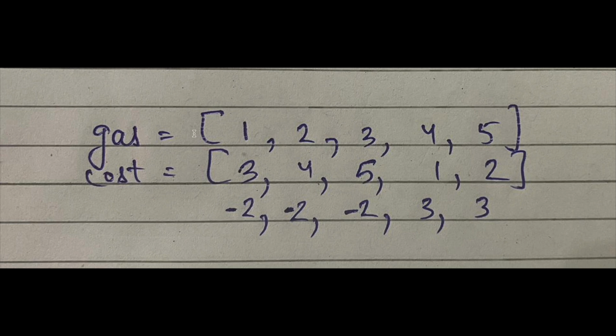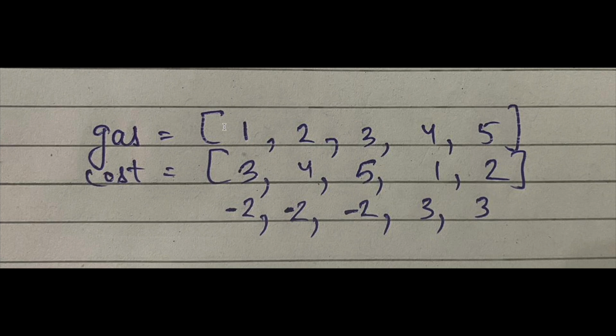So this is the gas given, 1 2 3 4 5, and the cost given, 3 4 5 1 2. At each station we will calculate the extra cost we are incurring. At the first station we get gas of 1 liter, but we incur a cost of 3, so -2. Then at this station we get gas of 2 liters, but we incur a cost of 4, so -2. In this way, there are also some positive values, so we have to consider these positive values.